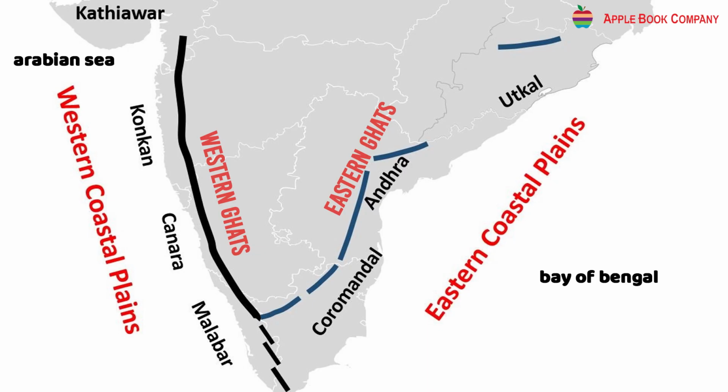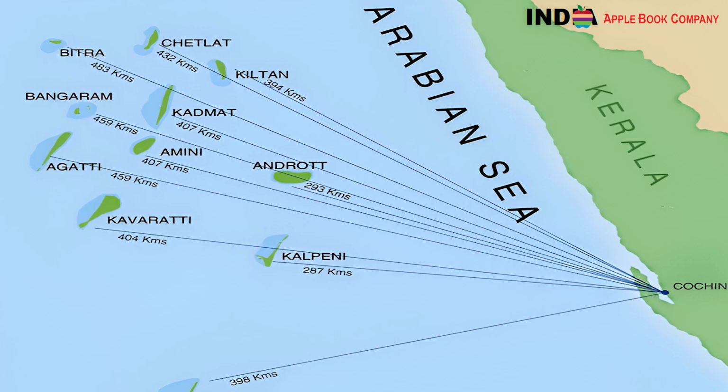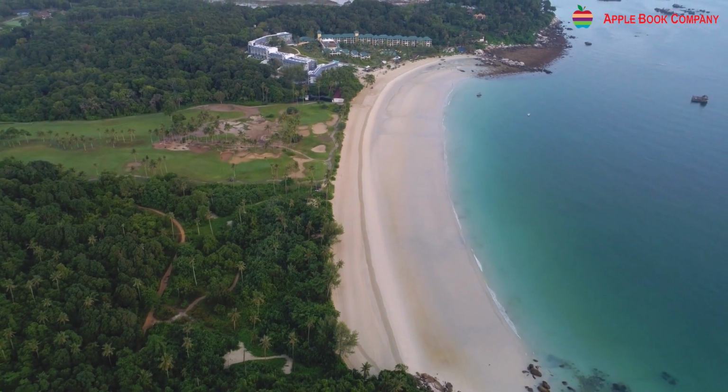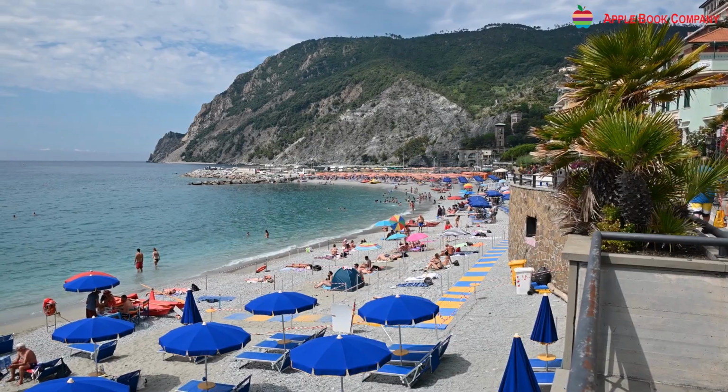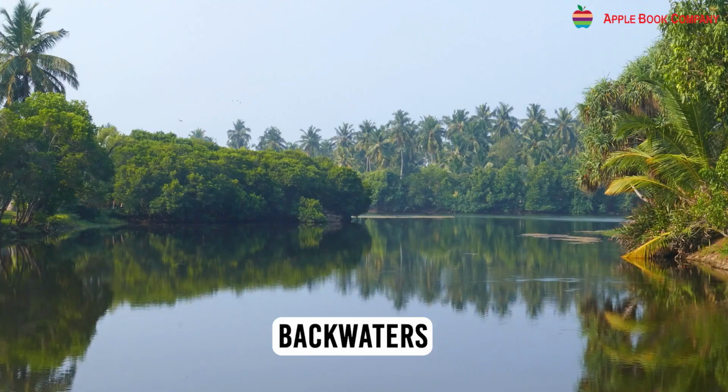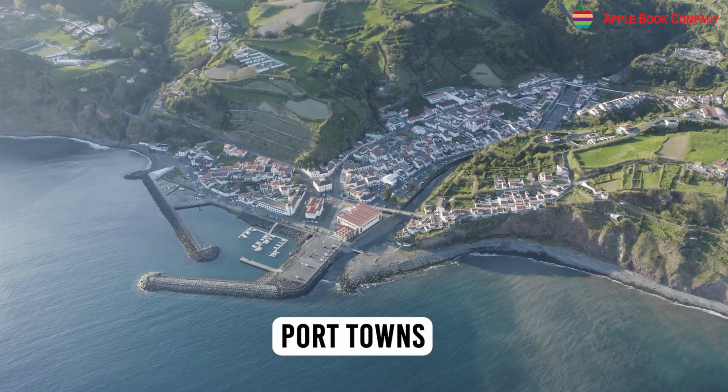The western coastal plains lie between the Western Ghats and the Arabian Sea. The eastern coastal plains lie between the Eastern Ghats and the Bay of Bengal. The Lakshadweep is a group of islands in the Arabian Sea. A coastal plain is an area of land beside a sea coast. The main features of a coastal area are beaches, harbors, backwaters, and port towns.